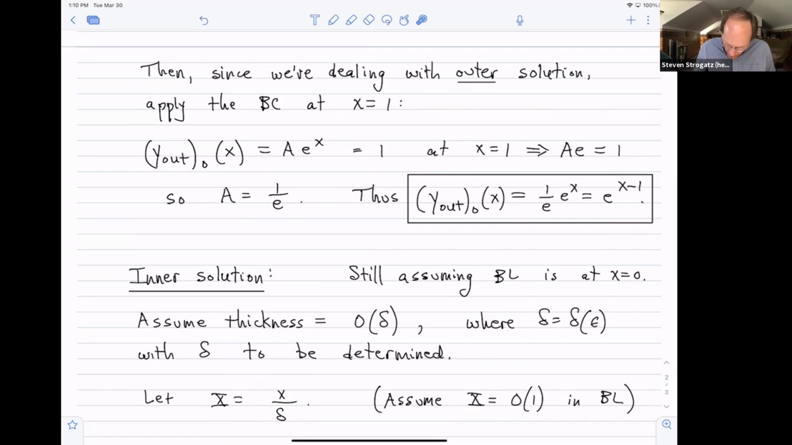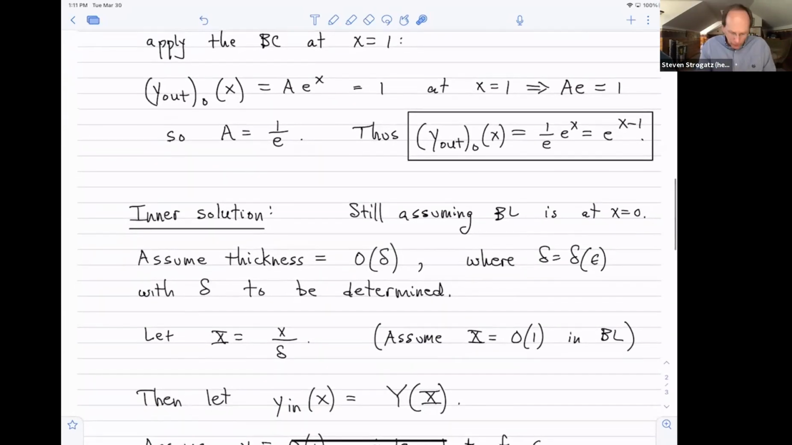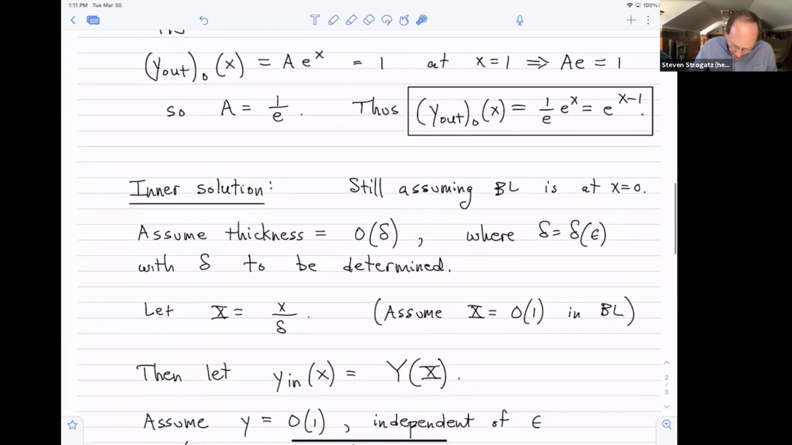Meaning as epsilon goes to 0, we can think of capital X as remaining fixed. I mean, we've drawn this picture before where we're laying out the axis in the boundary layer as 1, 2, 3, rather than 1 epsilon, 2 epsilon, 3 epsilon, or in this case, 1 delta, 2 delta, 3 delta. Okay, anyway, so there's our capital X variable. Then we're going to write the inner solution in terms of that big X variable, now call it capital Y, just to help distinguish. And next, we have to rewrite the differential equation.